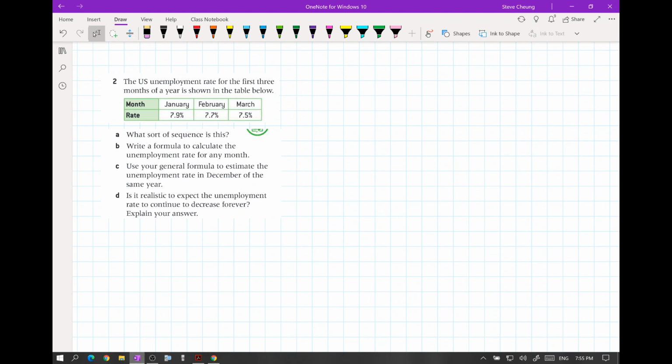Okay, question 2. So we have an unemployment rate in the US, and it seems to be going down. So this is definitely an arithmetic sequence, right? You can just see it. And that's part A, arithmetic. Write down the formula. So it's just an arithmetic sequence.